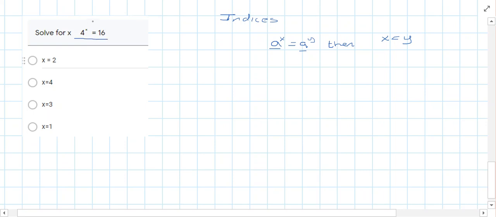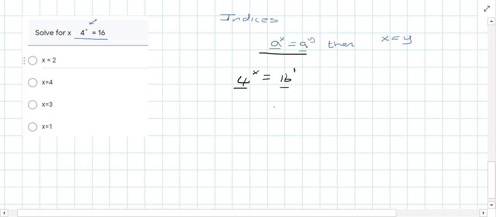So you're being asked to solve for x, and x is here. If we write this like so, it's going to be 4 to the power of x is equal to 16. Now, what we want to try and do is get this and this to have the same base. At the moment, this is 16 to the power of 1. So we're trying to solve for x. If we can get 16 with a base of 4, then whatever its index is, that's what x will be equal to, going by this rule here.